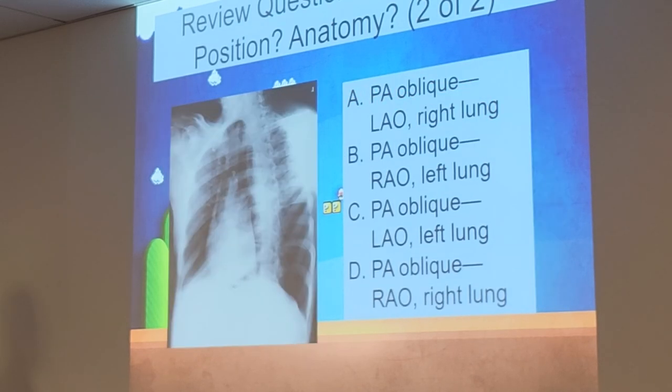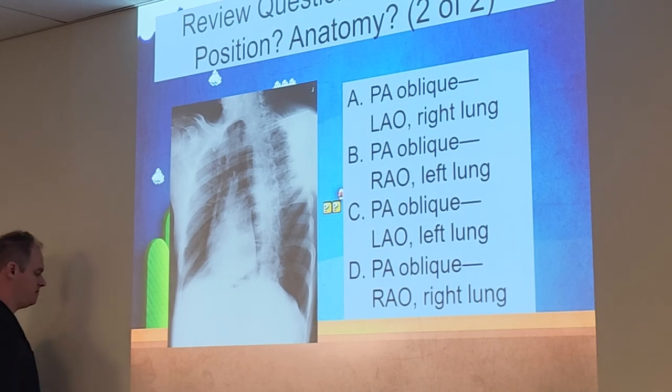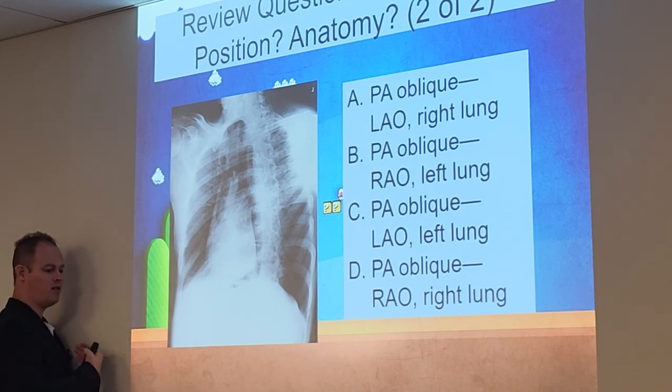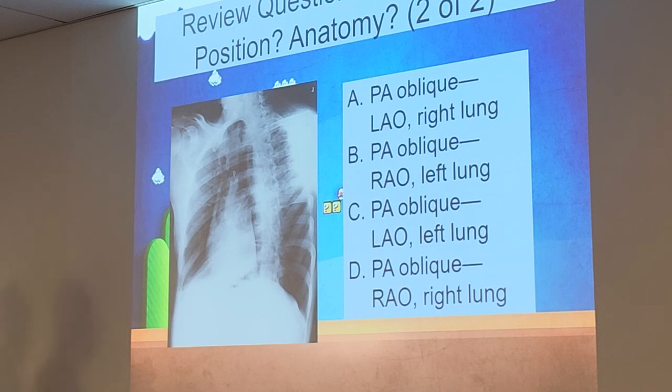I got another one here. What would this be? Look at your marker and look at your lung that's elongated. So once again, left side's down, but now the right lung is elongated. We're elongating the opposite lung. So what's that tell us? What position am I in? Left side down, right lung's elongated, so that would be a PA oblique, LAO. And we're looking at the right lung.